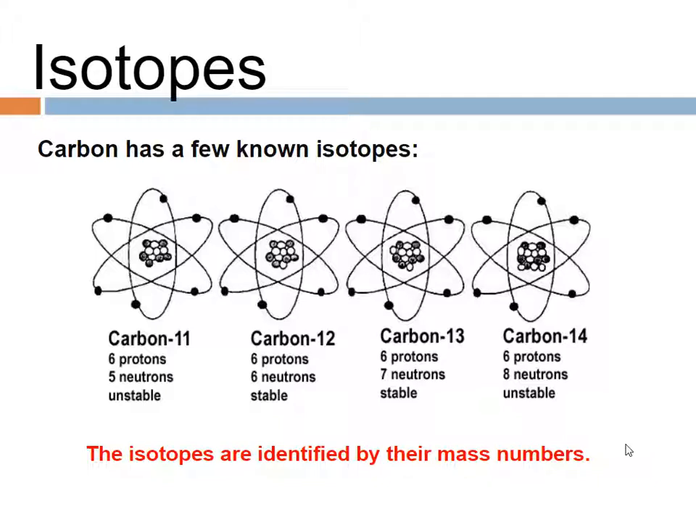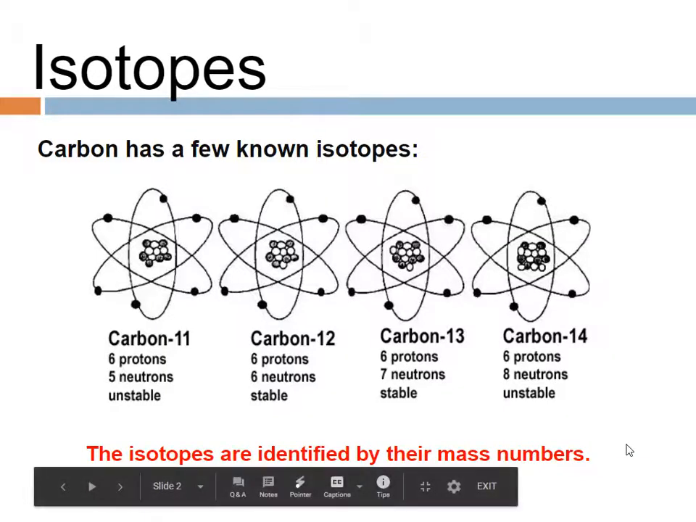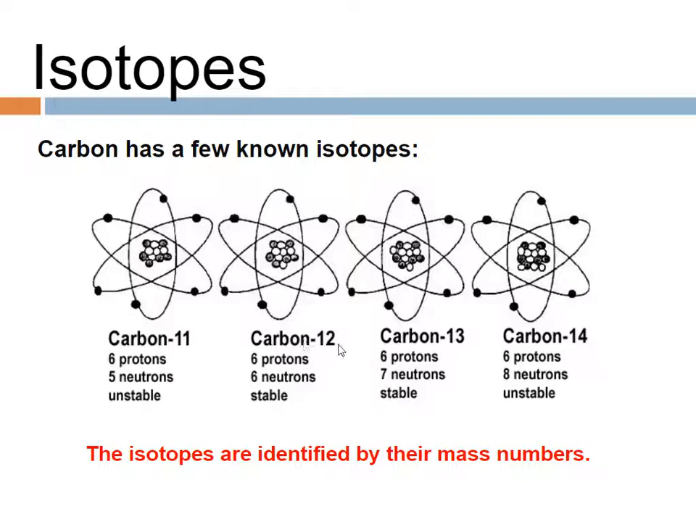When we talk about different versions of an isotope, we identify them by their mass numbers. Remember, mass number is protons plus neutrons. So this version right here is called carbon 11. The most common version, carbon 12. We also have carbon 13 and carbon 14.